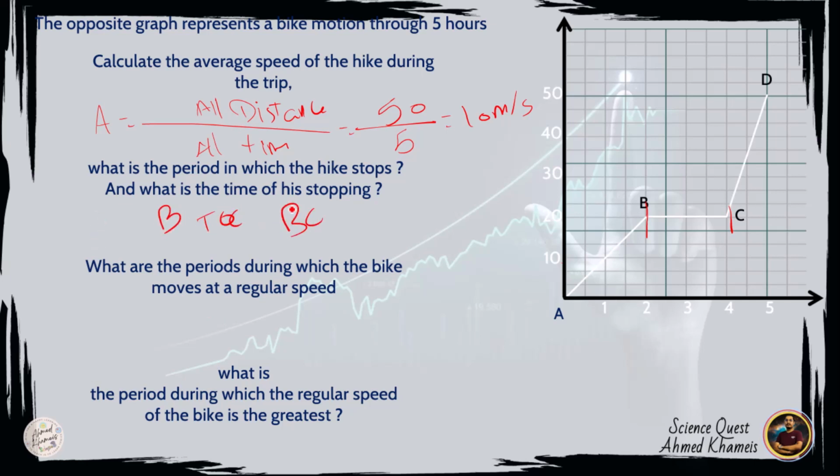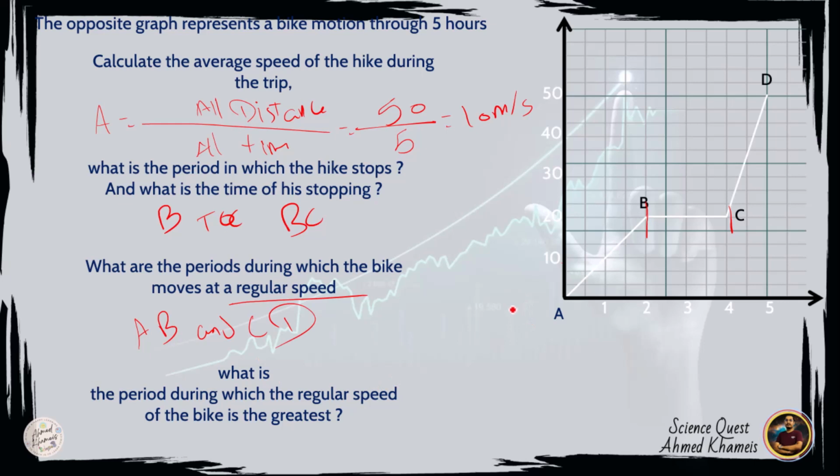or BC. What are the periods during which the bike moves at a regular speed? Regular speed in the graph will be represented by a straight line passing through the origin point. It will be from A to B and from C to D.